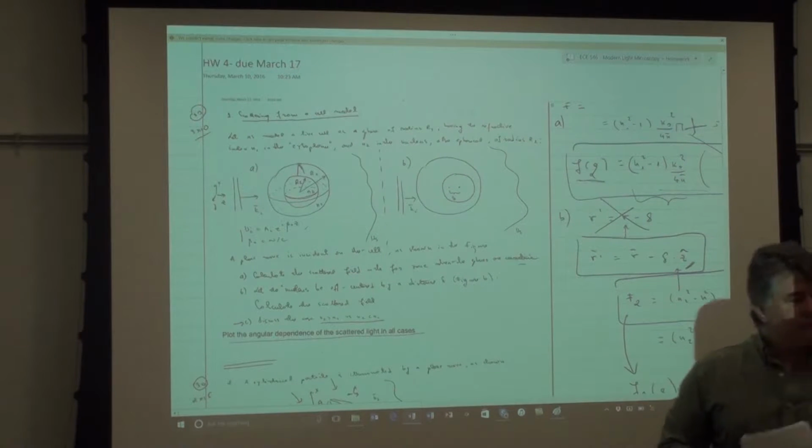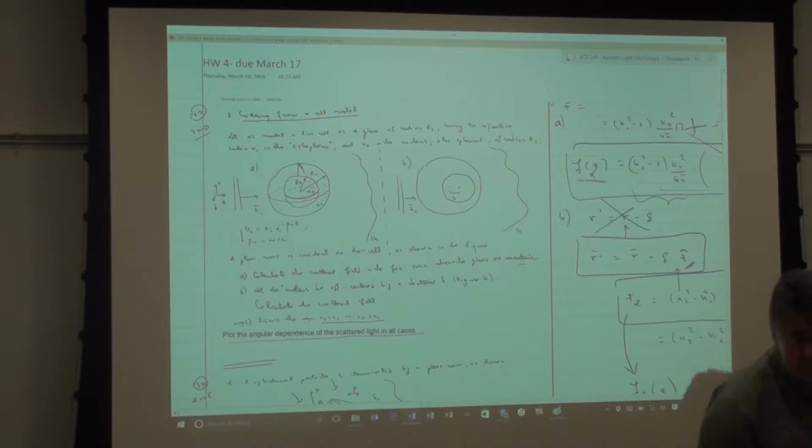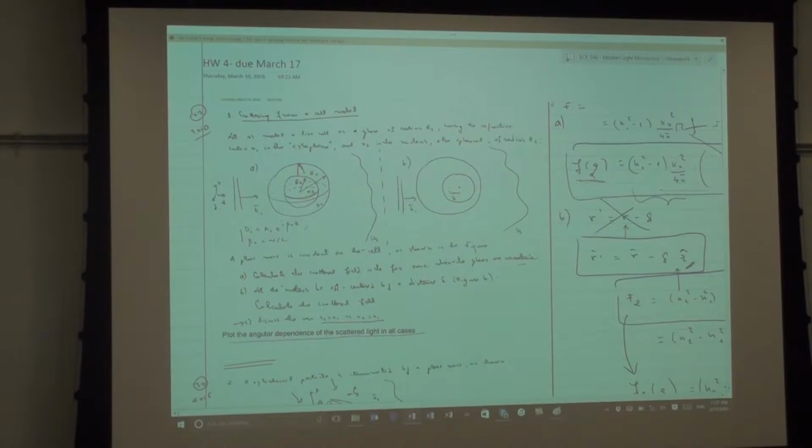Does anybody know what the Rytov approximation is? It's related to Born, but. No? Oh, well, since we brought it up, Rytov versus Born.